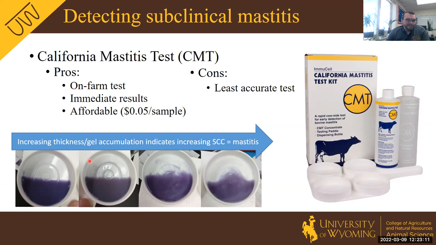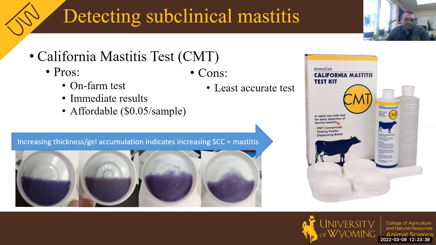So this California mastitis test kit, they have a scoring system with negative, trace, 1, 2, or 3. So the negative trace values, they are much more fluidy. And then as we get to the 2s and 3s, that's when we see this increased thickness or gel forming. So again, these 2s and 3s scores would represent increased somatic cell count, which indicates mastitis.